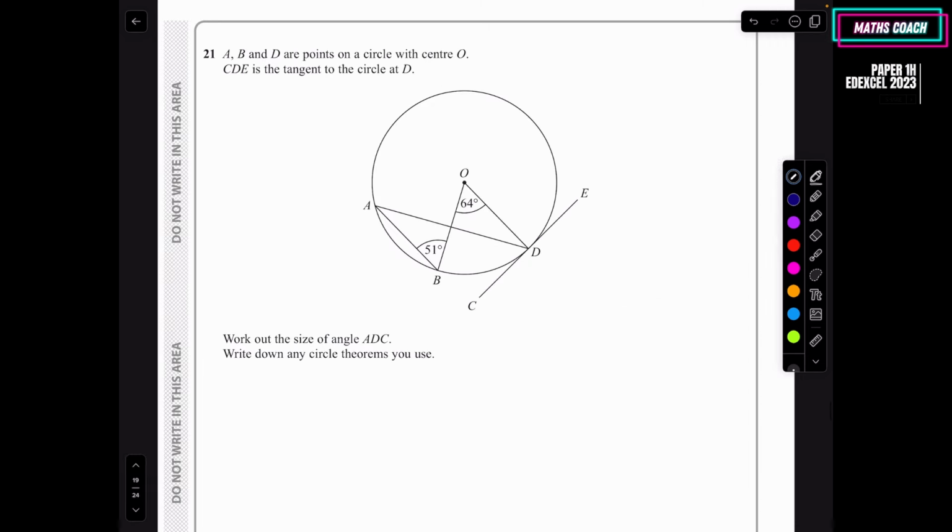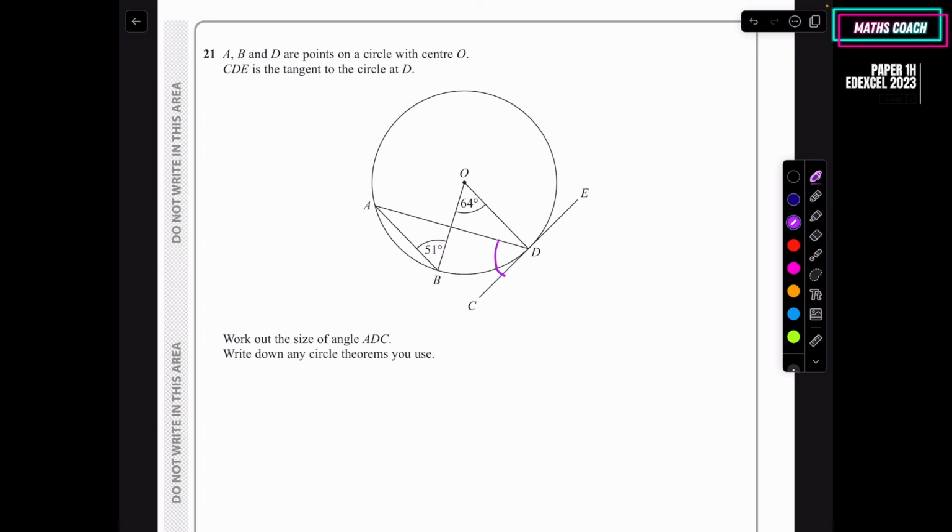All right, question number 21. A, B, and D are points on a circle with center O. C, D, E is a tangent, so this is the tangent here. Work out the size of the angle A, D, C. So we're working out this. Okay, let's go mark it. That's what we're working out, yeah?